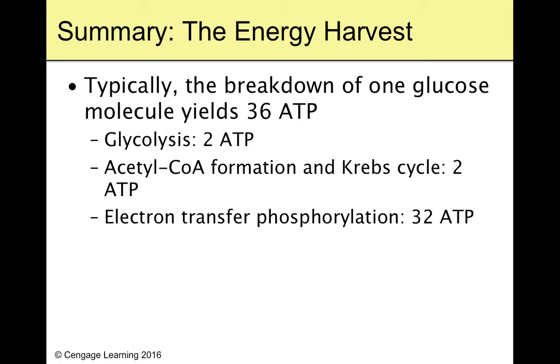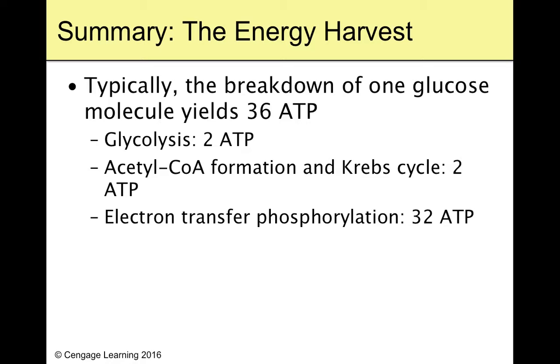So, summary. There's a little bit of argument about this number. Some say 36, some say 38, could be as low as 29, but it's a lot. You can break down one glucose molecule and get around 36 ATP, about as good as it's going to get. Glycolysis gets you about 2. Acetyl-CoA and Krebs gets you 2. Electron transfer gets you about 32. Okay? These two are preset. 32 can be a little variable, but a safe number is 36 ATP, which is a lot of energy.